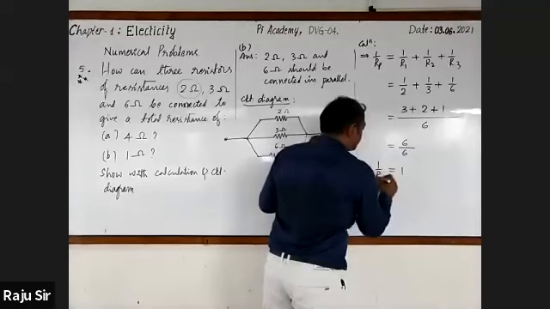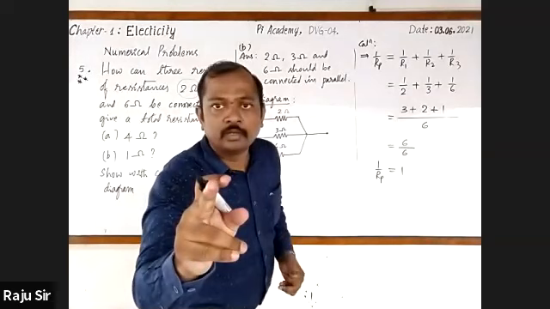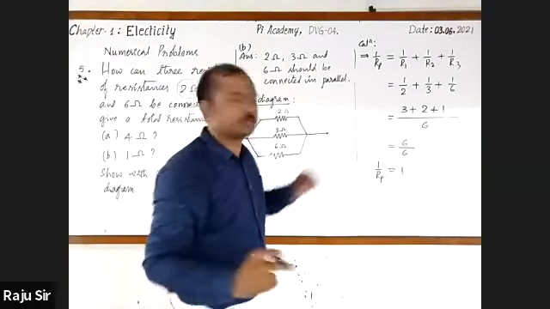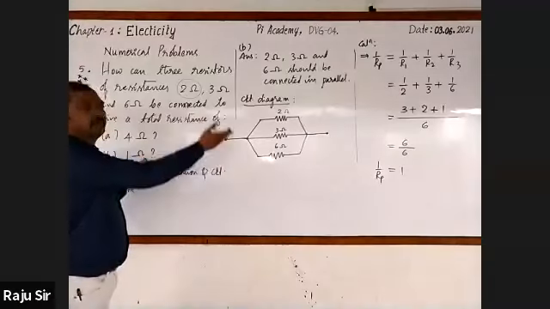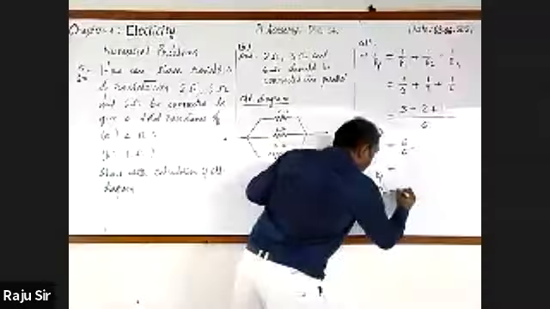So 1 by R_P is equal to 1. Then what about R_P? Not 10 ohm, not Lakshmi. It is 1 ohm only. We cannot get 1 ohm otherwise. That is why we have connected those in parallel. R_P is equal to 1 ohm.